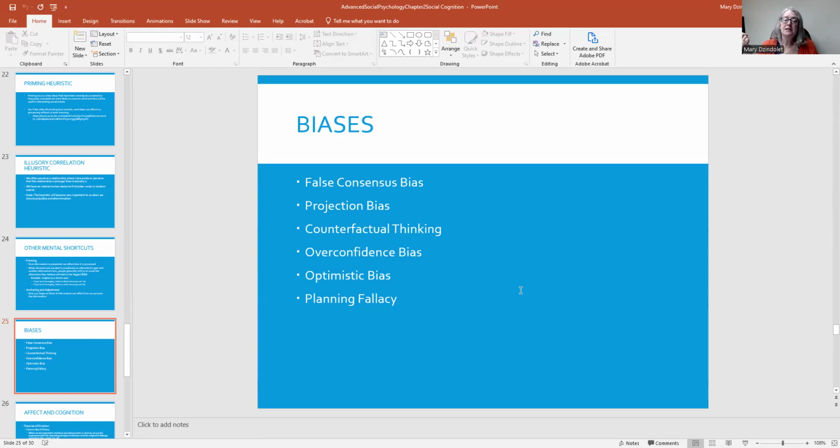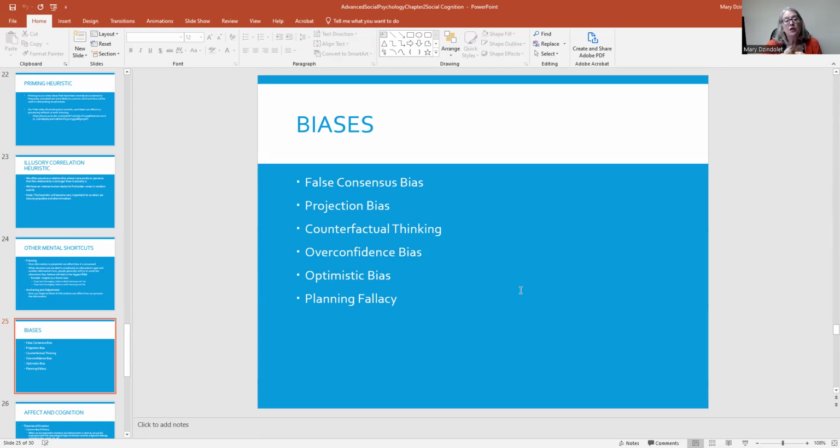The overconfidence bias is exactly what you think it is. We're overconfident. We think we're better than we are. We overestimate our skills, our abilities. The optimistic bias. We think things are going to work out much better for us than for other people, even in areas where we're not that confident.